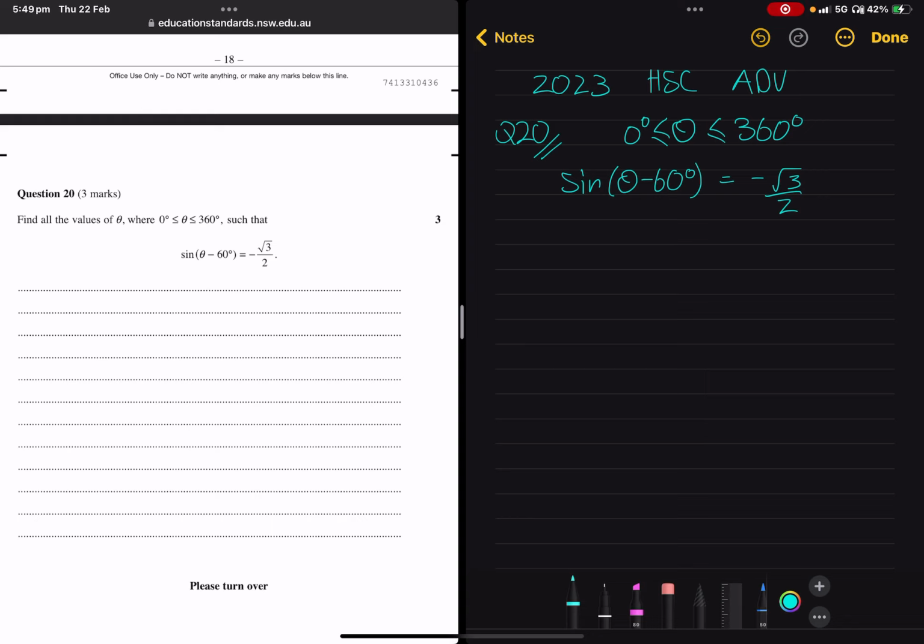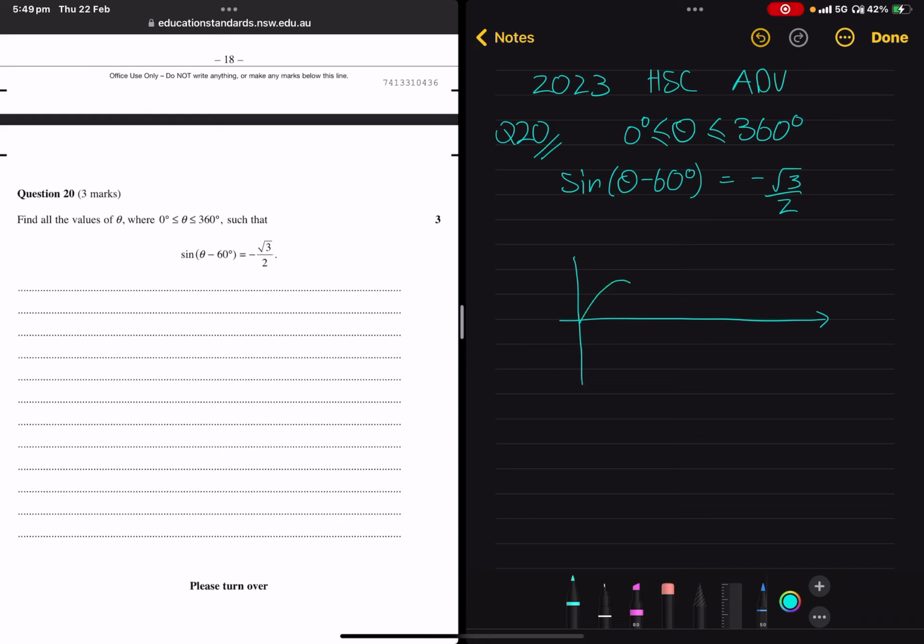Okay, so this is a standard trig equation. What we could do is try and graph this, and this is what I'm going to do straight away. The graphing is going to tell me how many solutions I should expect. If we draw a little graph of this, this is just the sine function, and it is shifted to the right by 60 degrees. So adding a number shifts it left, subtracting a number shifts it right.